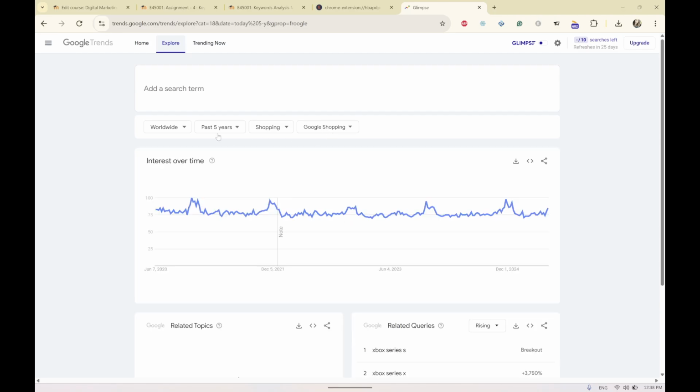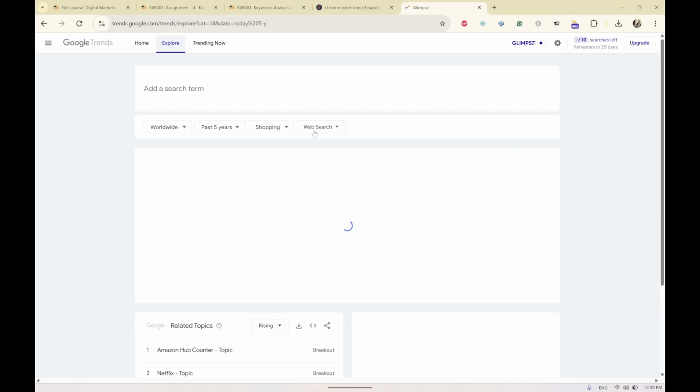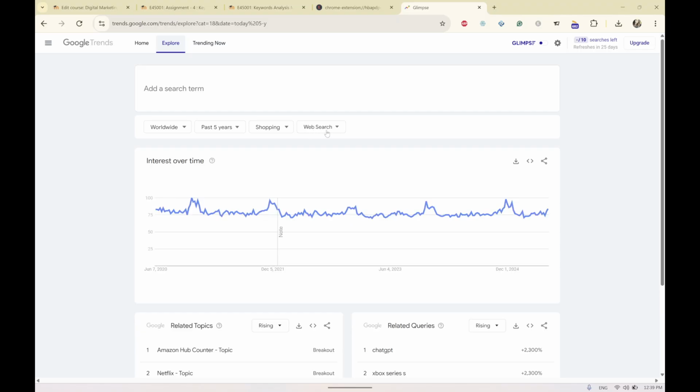You can see the numbers. So you can put here shopping as a category, indeed. So you can actually put this shopping as a category, put it in the past 5 years or in the past 12 months, up to you. I just wanted to make sure that here you can put it as web search. So it is the search engine. We're putting on this Google search ads. So it should be on the web search and not Google Shopping.